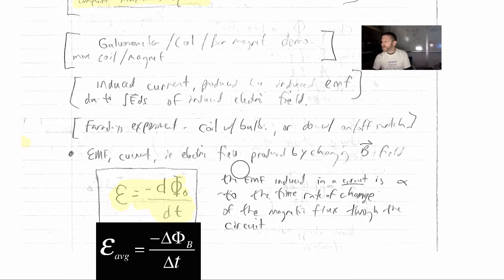If you're taking the algebra-based course, we can only find the average EMF, which is negative delta phi B over delta t. The EMF induced in a circuit, it's always in a circuit, is proportional to the time rate of change of the magnetic flux that passes through that circuit.